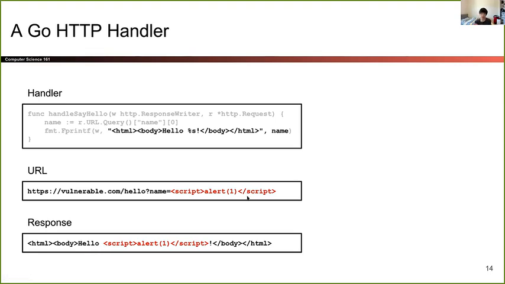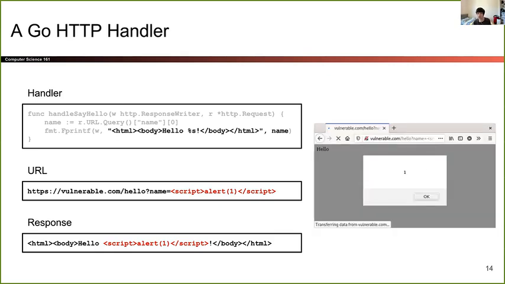Now, remember, this red highlighting doesn't actually exist. The browser sees the script tag and says, oh, this is a script tag. I am now going to treat whatever is inside as a script and execute that. So instead of getting a hello and then a name, what has happened is we've loaded the site and then it loaded the script tag, and now I have this alert box.